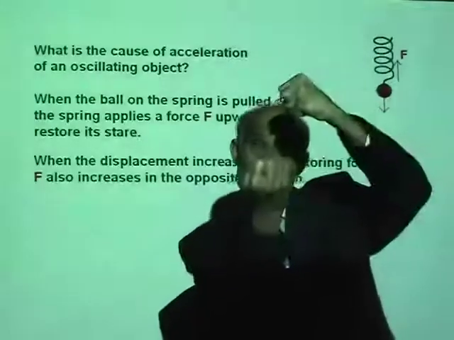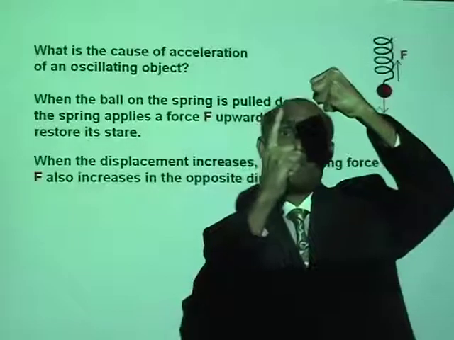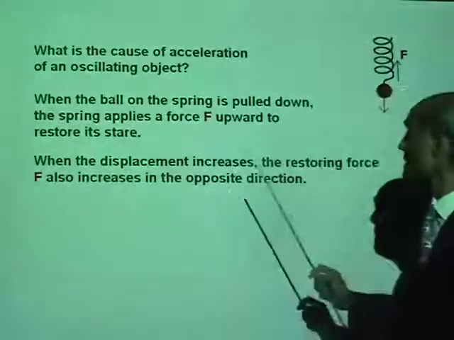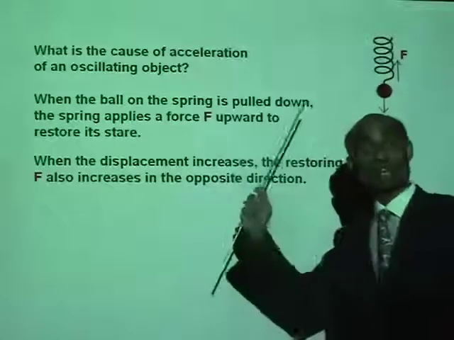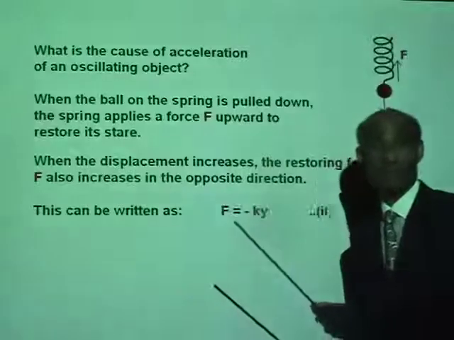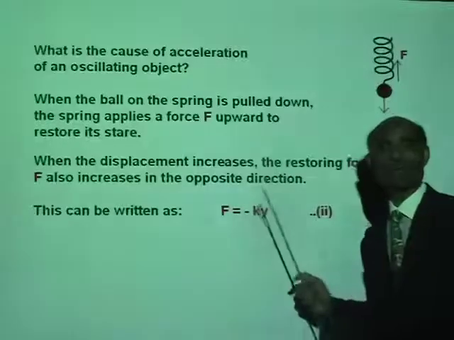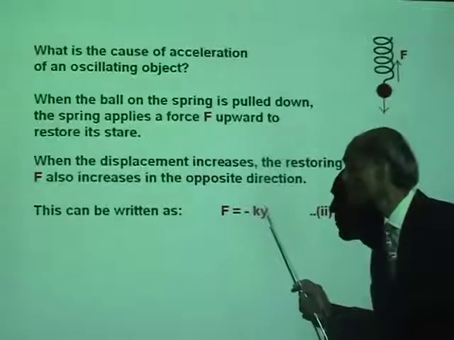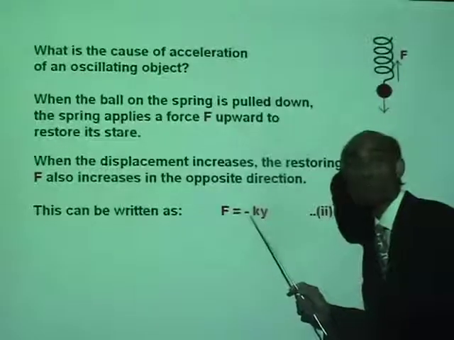If you pull the spring, the displacement increases downward, the restoring force will be upward. That will be in the opposite direction. When the displacement increases, the restoring force F also increases in the opposite direction. And this can be written mathematically as F equal to negative ky. Or we say the restoring force is directly proportional to the displacement, and its direction is opposite to the displacement.